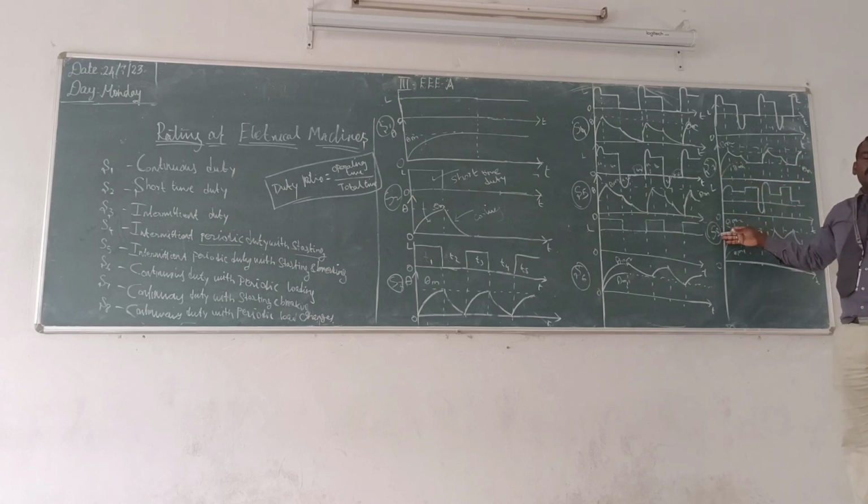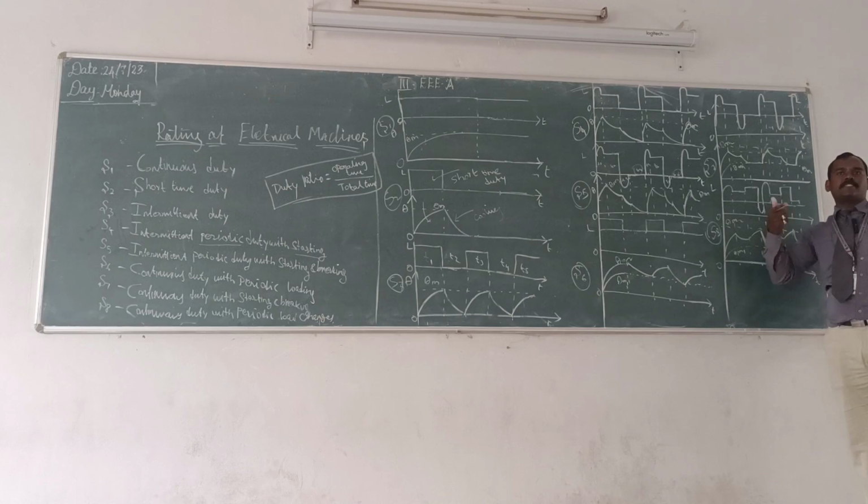Then the last category, continuous duty with periodic load changes. Continuous duty means you are applying the load continuously, that you have to understand first. Periodic load changes means you keep applying load variation, load increasing as well as decreasing. Whenever the load is varying, the temperature also varies. Load is increased, the temperature is increased, load is reduced, the temperature is also getting down. So that is the last category, the continuous duty with periodic load changes, right?